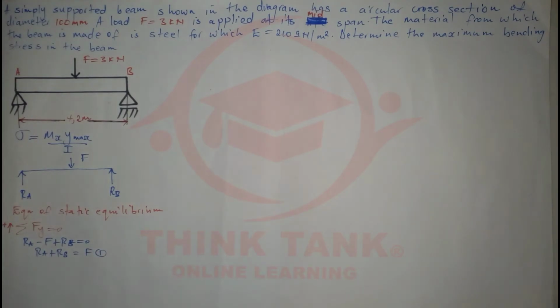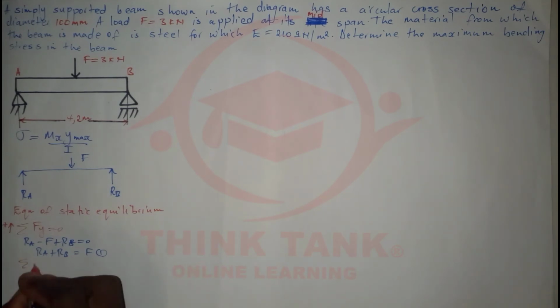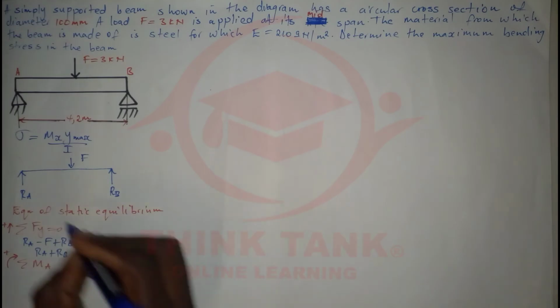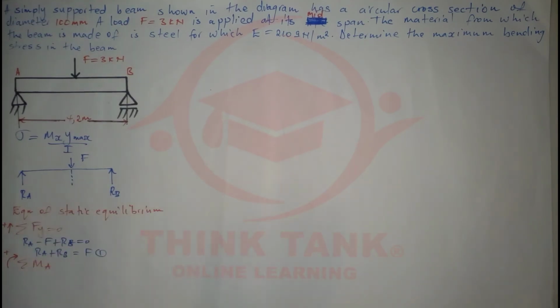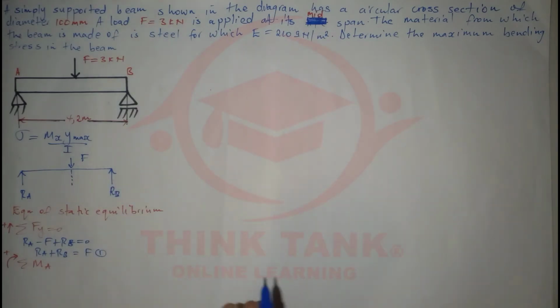The other thing that I'm going to do is take moments about a point. I can choose A or I can choose B. Let me just take point A, and I'm going to treat the clockwise as positive. You can do what you want, it doesn't matter. If we take moments about this point, since RA passes through the point, it's going to be 0. So I'm going to look at F. F is at a distance, and we can agree this is going to be the center because we're told in the question that F is applied at its mid-span.